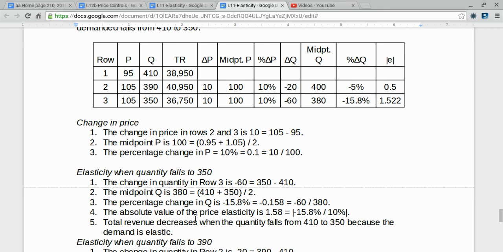And when I calculate the elasticity, the absolute value of the price elasticity is going to be 1.58. It's the absolute value of minus 15.8 divided by 10. We see now that revenue, in this case, falls as price increases. The reason revenue fell when price went up is because the demand was elastic.